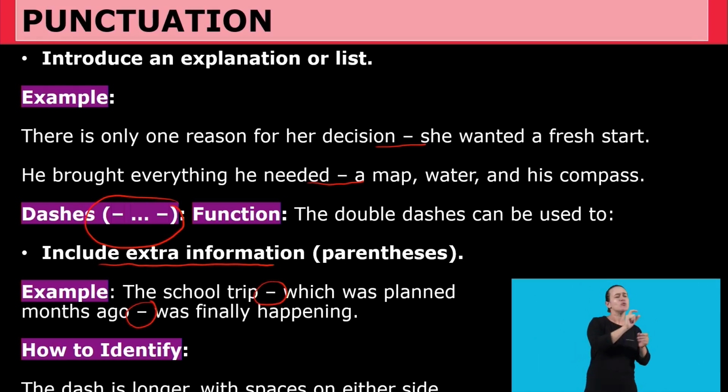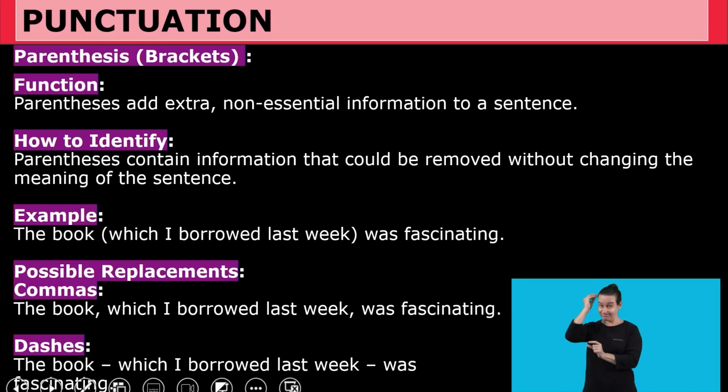Now, how do I distinguish between a dash and a hyphen? The dash is longer, but again, here's a trick. It has spaces on either side. So here you can see space, space, space, space. That's a trick. Keep it in your mind, grade 12s.